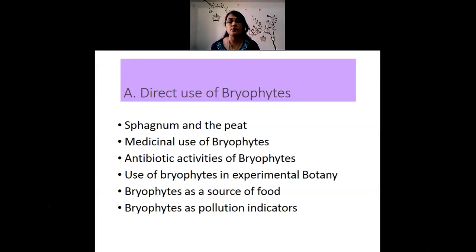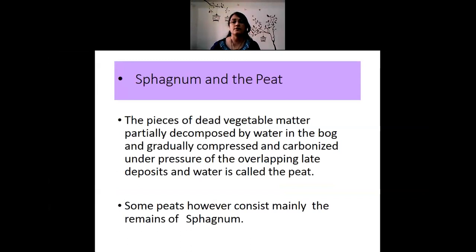Coming to the direct use of bryophytes, we can deal with it under these subheadings: the uses of peat, which is obtained from sphagnum, medicinal use of bryophytes, antibiotic activities of bryophytes, bryophytes used in experimental botany, bryophytes used as a source of food, and bryophytes used as pollution indicators. The major, largest usage of bryophytes is peat. So what is peat?